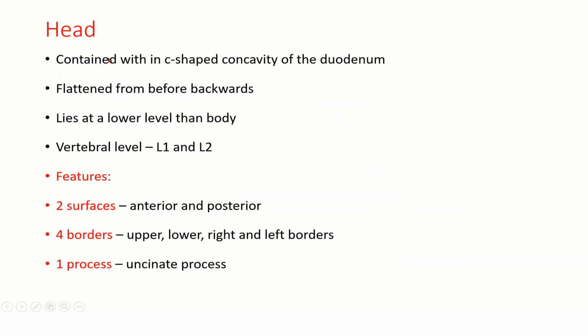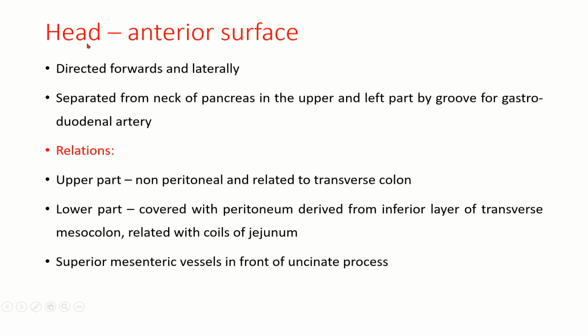So head, it is contained in C-shaped concavity of the duodenum, flattened from before backwards, lies at a lower level than the body. Vertebral level is around L1 and L2. Features: two surfaces, anterior and posterior, four borders, upper, lower, right and left borders, one process, uncinate process. Anterior surface of the head is directed forwards and laterally, separated from neck of pancreas in the upper and left part by groove for gastroduodenal artery.